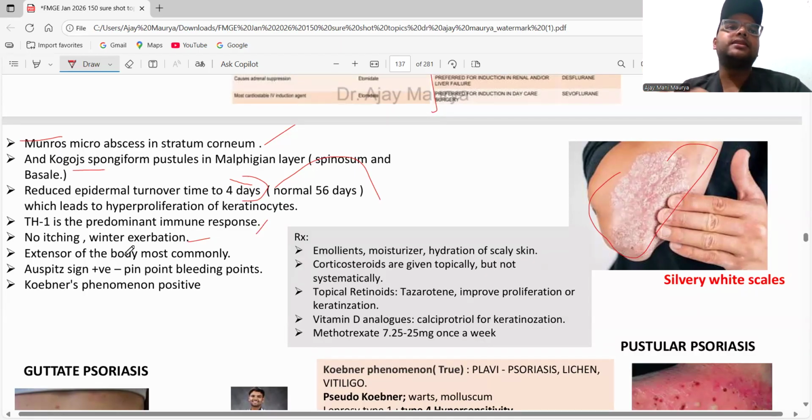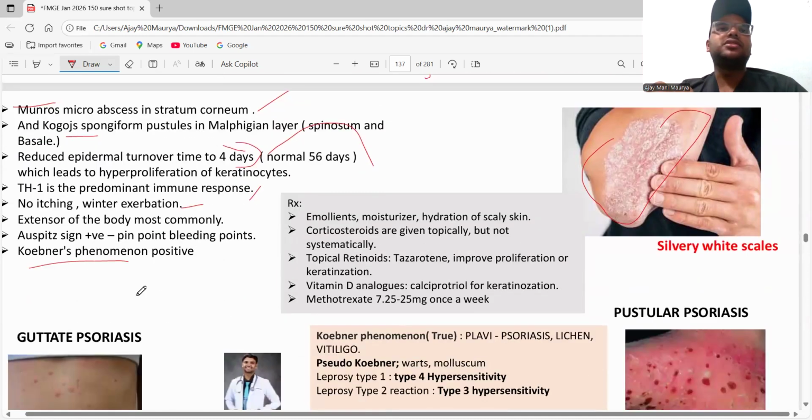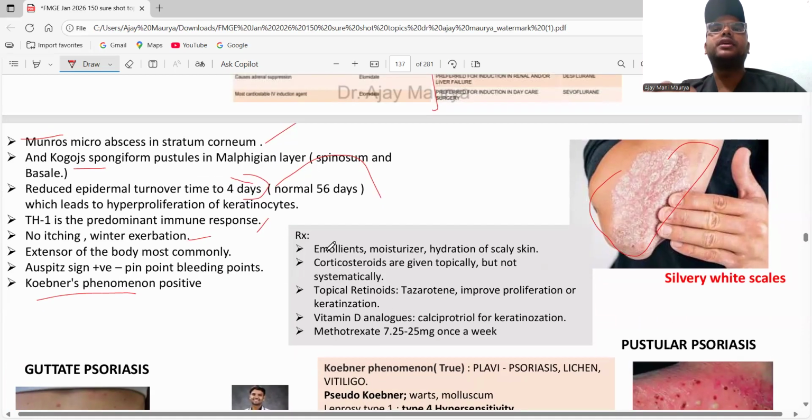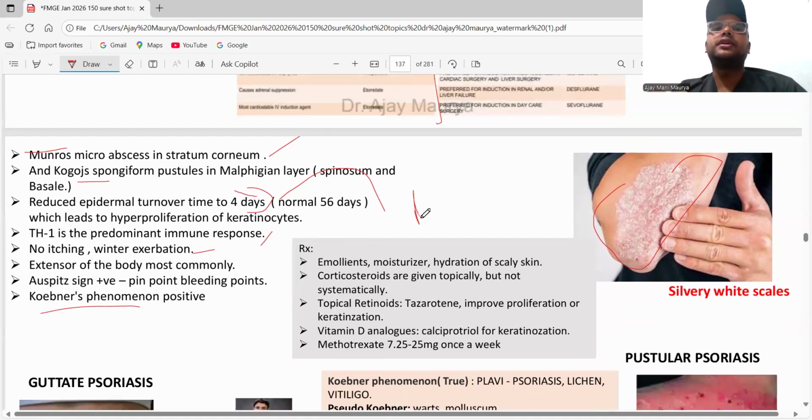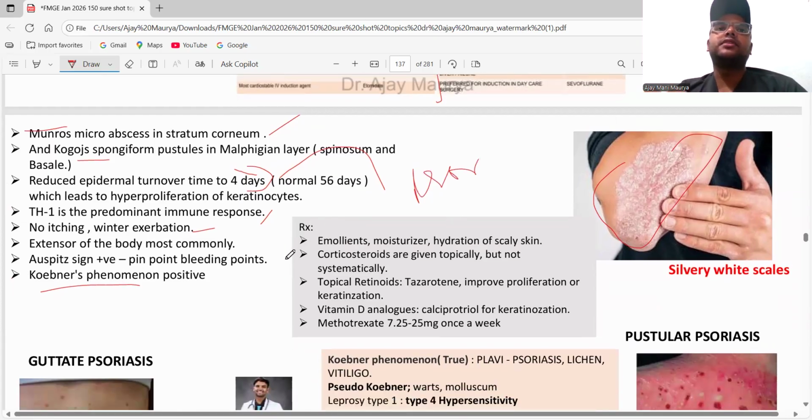There is the Auspitz sign. It means there is pinpoint bleeding here. If you scratch the surrounding tissue, guys, it's going to bleed. There is also a Koebner phenomenon that is positive here. So that's what you have to remember about psoriasis. These are the treatments for that one.